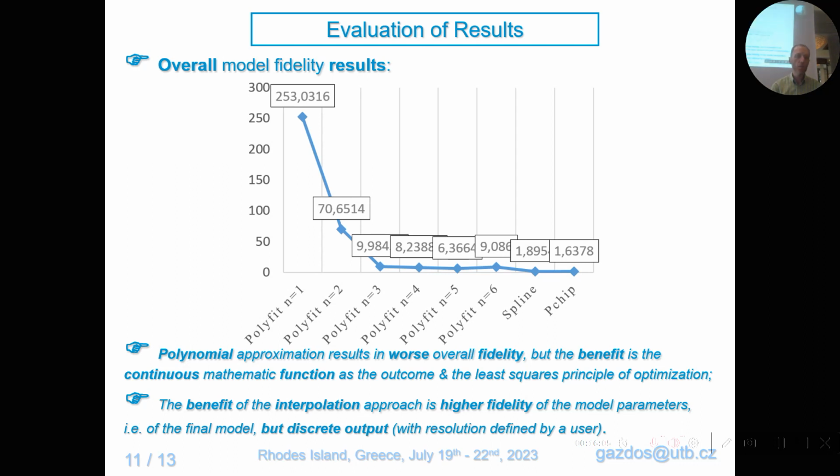The benefit of the interpolation approach in this case is higher fidelity of the resultant model parameters, and it means of the final model. But you obtain a discrete output, you do not obtain a function, but you can choose the resolution and the range of the vector. So this is not such a big problem.